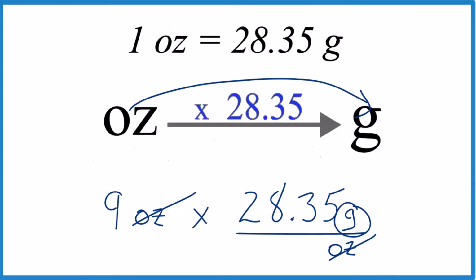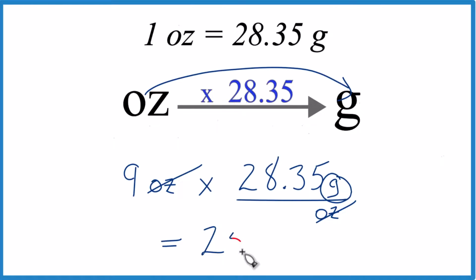So 9 times 28.35 grams equals 255.15. I'm going to call it 255.2. The units right here, those are grams. So that's how you convert from 9 ounces to grams.